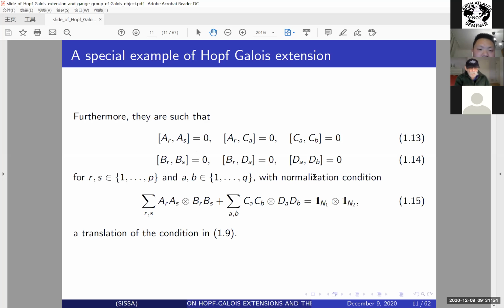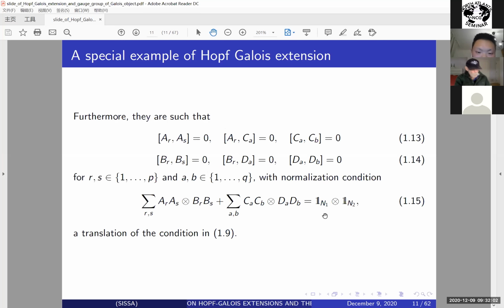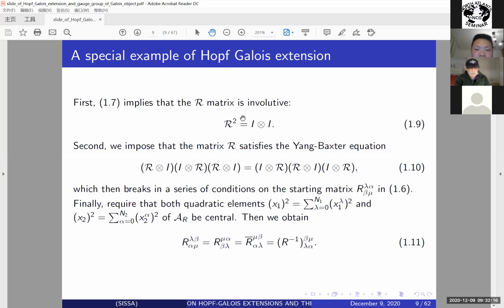And they also have the normalization condition that is coming from 1.9, that is the sum of AR, AS, tensor BR, BS plus CA, CB, tensor DA, DB is equal to the tensor product of two identity matrices. This is just the translation of the involutive condition on our matrix.